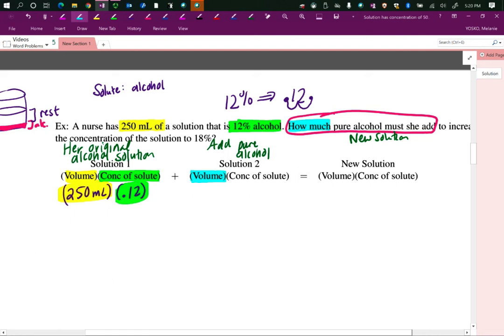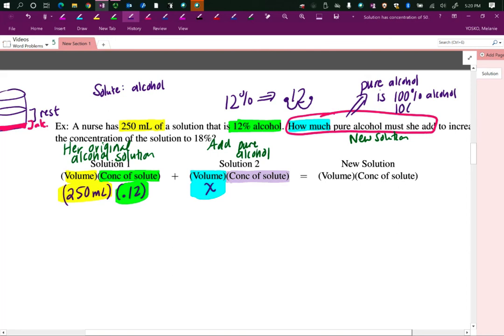We don't know. Anytime you don't know, you're going to use a variable. We're going to use x in this case. Okay, do we know the concentration of that solute? Concentration of alcohol. She's adding pure alcohol. How much pure alcohol is in pure alcohol? All of it, right?